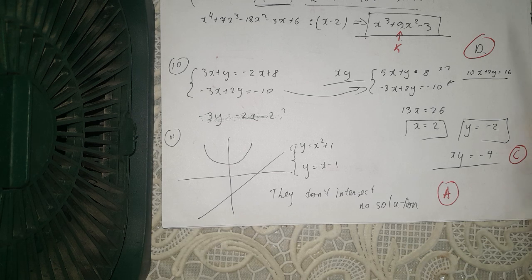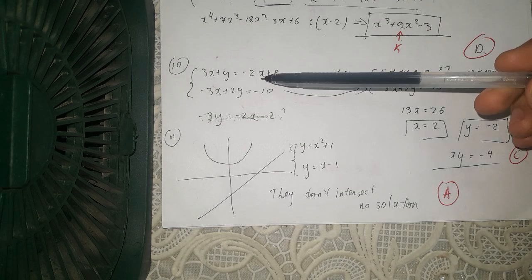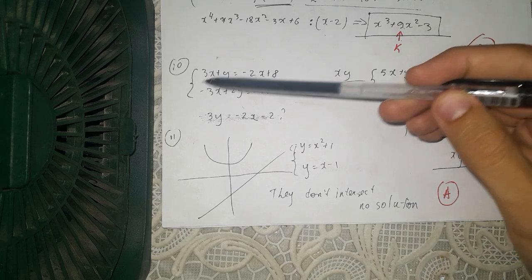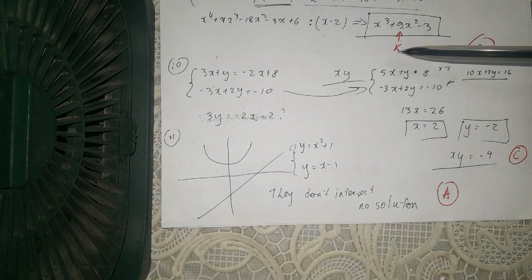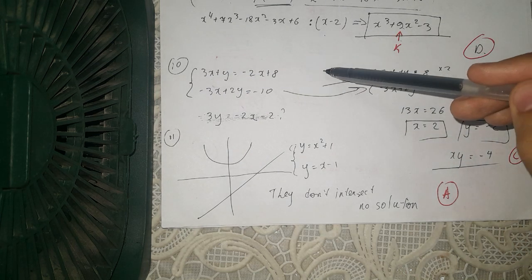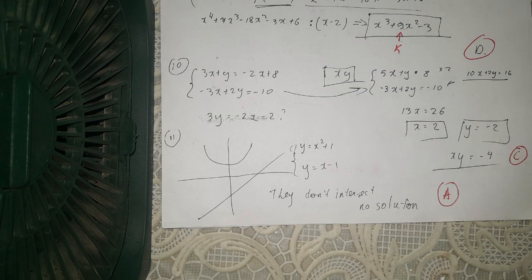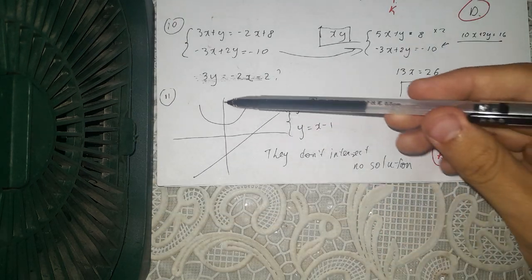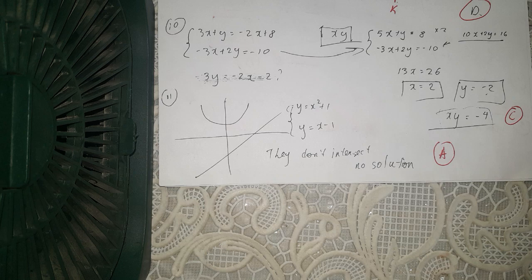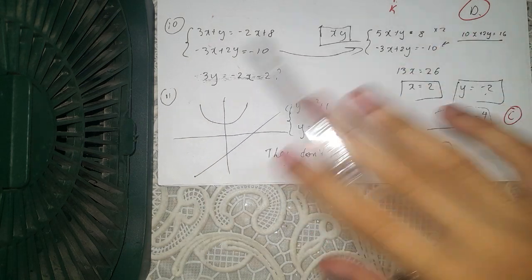The 10th question gives me these two linear equations, the system of equations, and it asks the product of their roots. So x is 2 and y is minus 3, minus 2. Their product is minus 4. Just math.